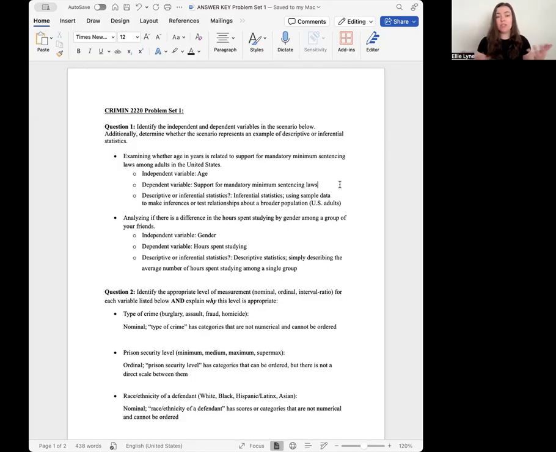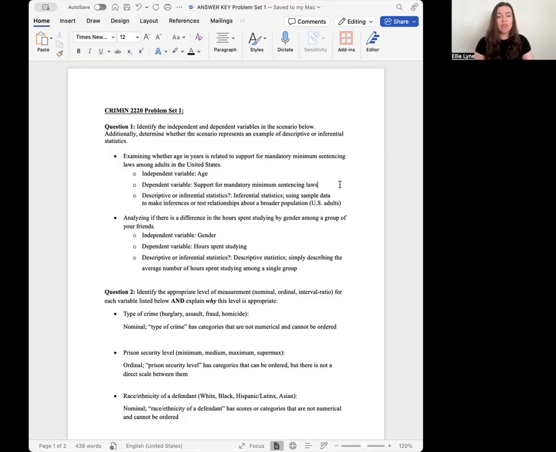And in this case, we know it's only a one-way scenario, right? Whether someone supports mandatory minimum sentencing is not going to actually affect their age. We are wondering whether their age affects their support for mandatory minimum sentencing. And so in this case, our independent variable is age, and our dependent variable is support for mandatory minimum sentencing laws.